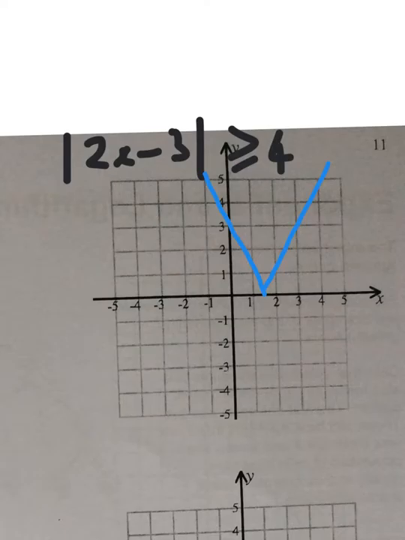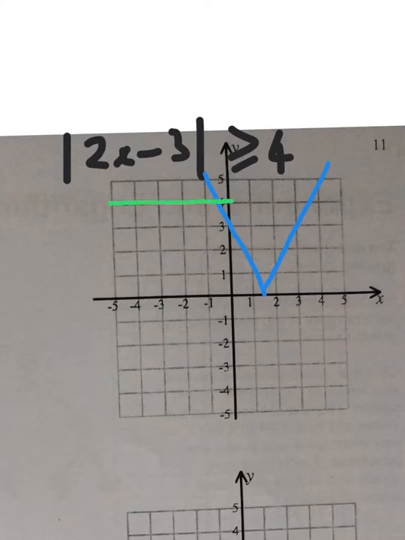Okay, here's the graphical version. The 2x minus 3 absolute value greater than or equal to 4, if I draw the graph of the 2x minus 3 absolute value, it looks like that V shape. It's got a y-intercept of 3 and an x-intercept of 1.5. You can find those by substituting x equals 0 to get the y-intercept, or finding what makes the modulus 0 to find the x-intercept. So putting 1.5 into the modulus gives us 2 times 1.5 minus 3, which is 0. So that's how I know what it's going to look like.